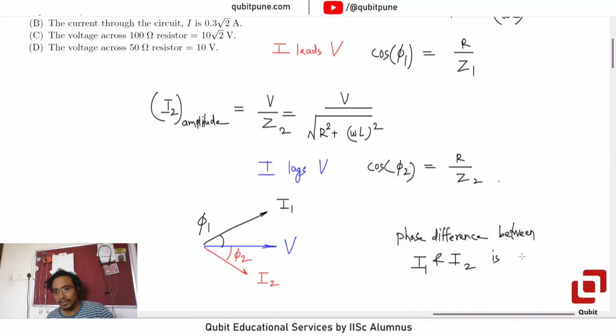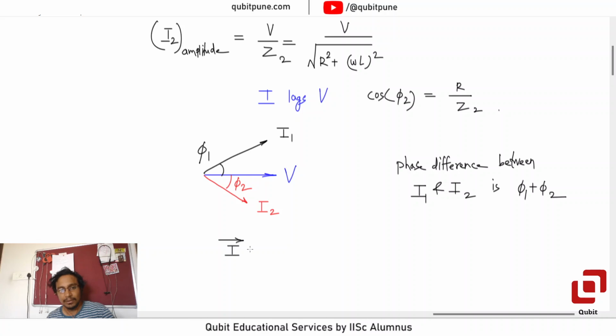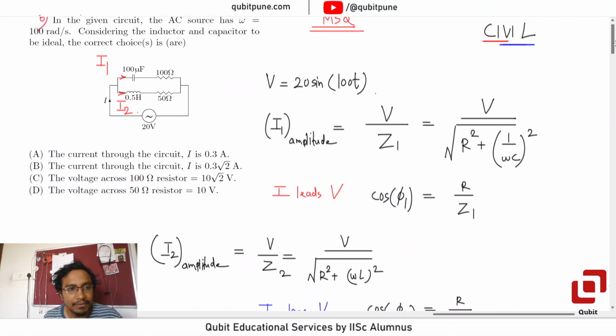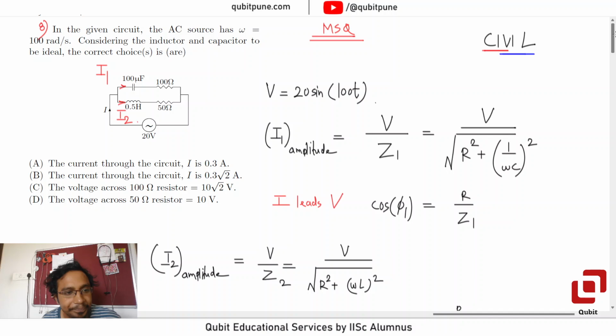So please find that out and add to find the net current. Please use vector addition there. Use the parallelogram law. And once you get I1, you can also find out the voltage across the 100 ohm resistor and the voltage across the 50 ohm resistor. Once the current comes, that will follow. So I am leaving this to you as homework.